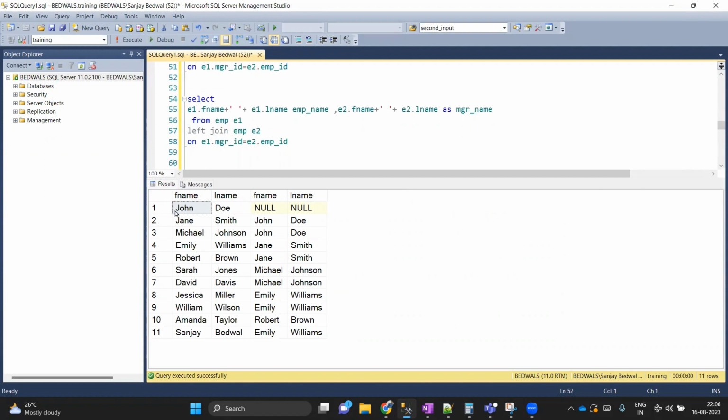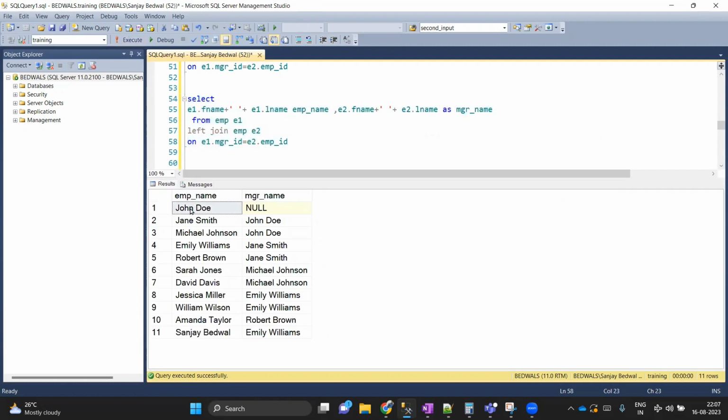But let's concatenate first name and last name so that it will give us a better picture. So what we're going to do over here is concatenate the first name with the last name with a space between them. I'm going to do this for the E1 table, and also for the E2 table. Okay, let's do that.